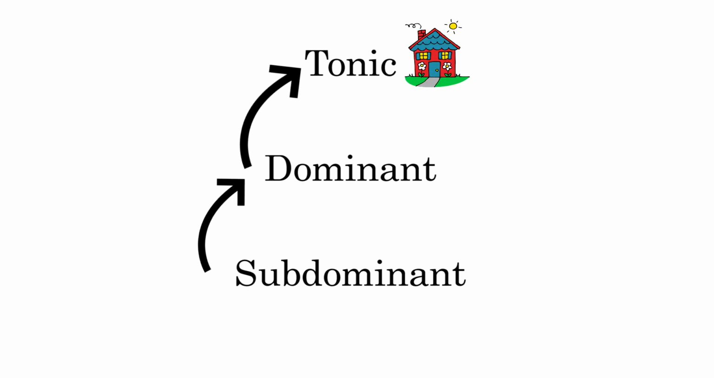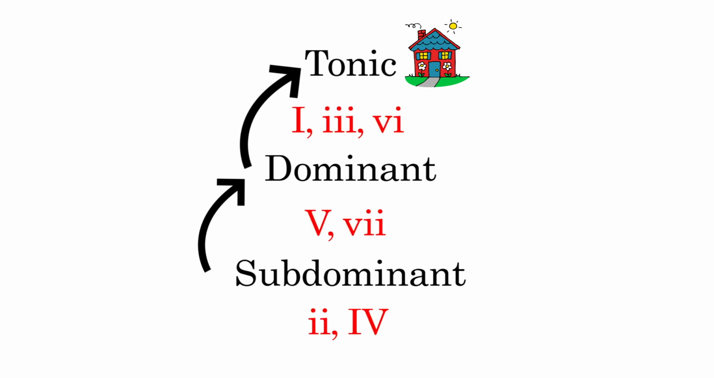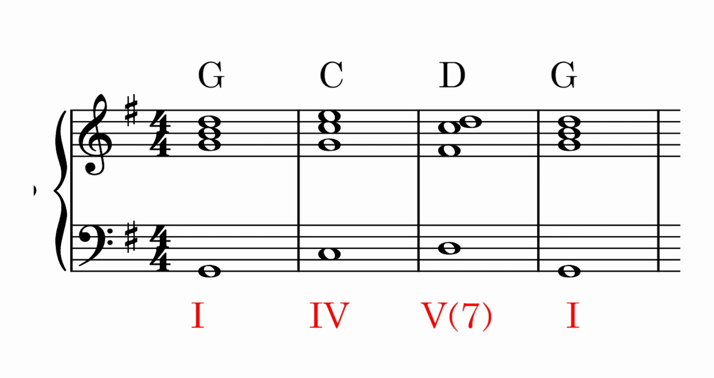We can split each of the 7 diatonic chords into their respective functions. The tonic chords are the 1, the 3, and the 6. The subdominant are the 2 and the 4, and the dominant are the 5 and the 7. So from this, we could create a progression of chords that follows these functions. We see a tonic that leads to a subdominant, that leads to a dominant, that leads back to a tonic.